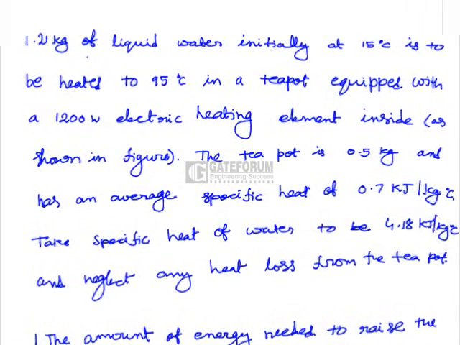1.2 kg of liquid water initially at 15 degrees centigrade is to be heated to 95 degrees centigrade in a teapot equipped with a 1200 watt electric heating element inside, as shown in the figure. The teapot is 0.5 kg and has an average specific heat of 0.7 kilojoule per kg degree centigrade. Take specific heat of water to be 4.18 kilojoule per kg degree centigrade and neglect any heat loss from the teapot.